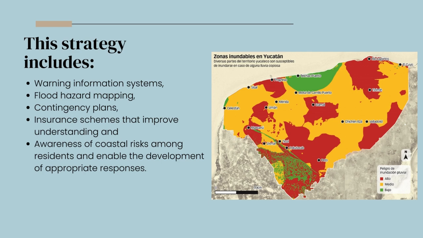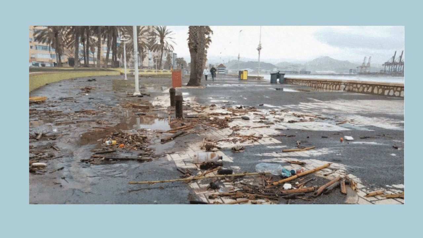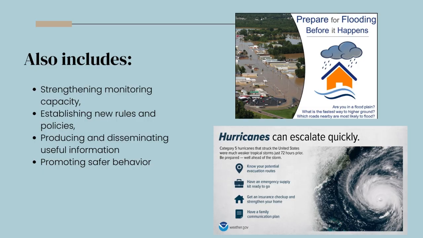According to different authors, accommodation also includes warning information systems, flood hazard mapping, contingency plans, and insurance schemes that improve understanding and awareness of coastal risks among residents and enable the development of appropriate responses. These accommodation responses may also involve strengthening monitoring capacity, establishing new rules and policies, producing and disseminating useful information, and promoting safer behavior. Most accommodation responses tend to be resource-intensive in terms of monitoring systems, studies, communication, development of new strategies for coastal protection and management.